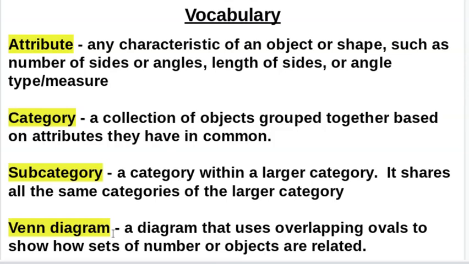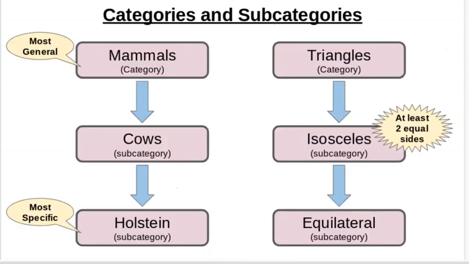We took a look at Venn diagrams last week, and we also took a look at tree diagrams. A Venn diagram is when you're working with those ovals, and sometimes those ovals overlap, or you can have ovals inside ovals. A tree diagram is kind of like a family tree, if you've seen one of those before, but you start at the top and you get more specific as you go down. So this was the example that I showed you in the video last week. You can see most general at the top, mammals. And then as I go down, I get a subcategory of cows. And then more specific, I get another subcategory of a breed of cow.